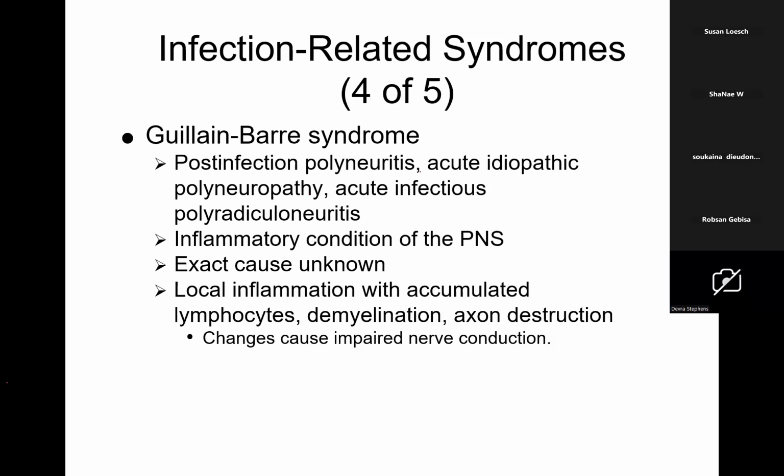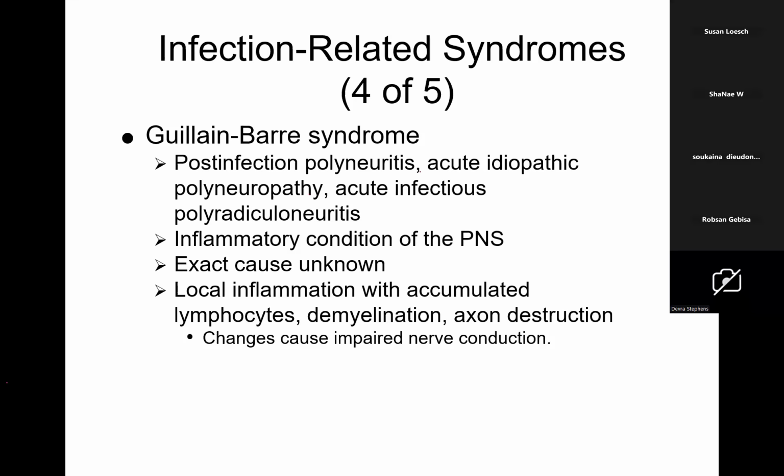Guillain-Barré syndrome, usually people develop this after an infection. One of the main ones that they develop it after is post-infectious polyneuritis. This is an inflammatory condition of the peripheral nervous system. Guillain-Barré syndrome is an abnormal immune response. It could be autoimmune. They're not 100% sure. But what they do know is usually the person either got some sort of immunization or they had some sort of viral infection first, and then they developed Guillain-Barré.